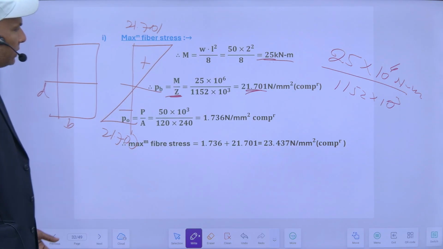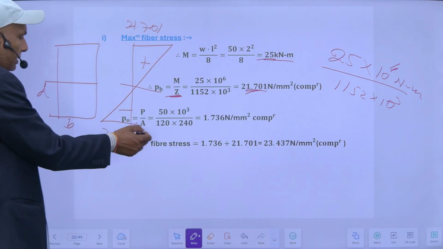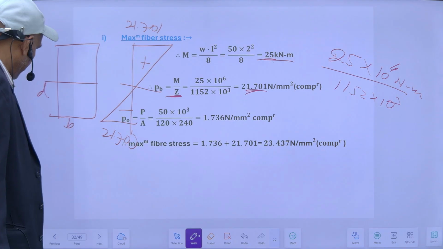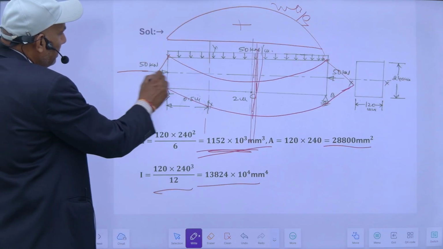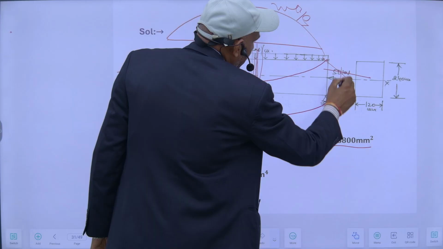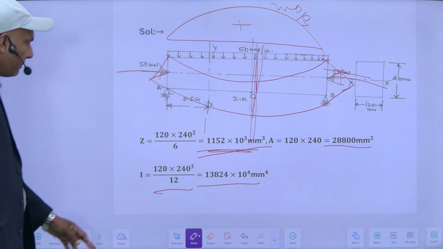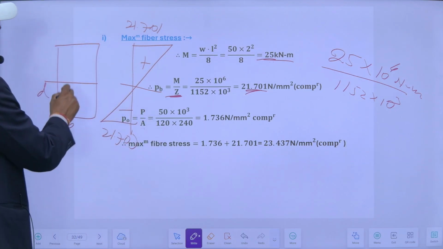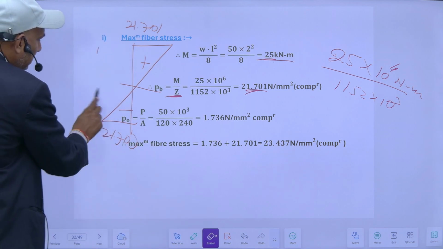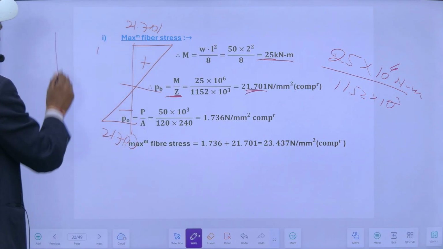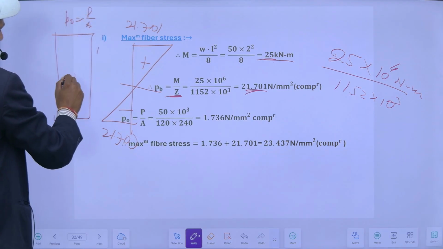So bending stress is equal to M upon Z on the top fiber, and my direct stress obviously will be equal to load upon area. This direct load is also creating direct stresses throughout. So throughout it will be compressive. So due to direct load, my stress diagram will be throughout compressive. It will be like this. This is direct stress, load upon area.